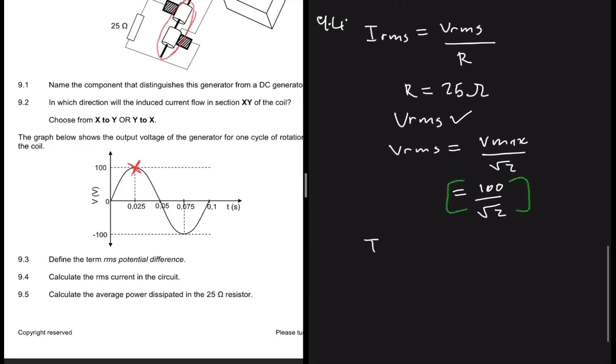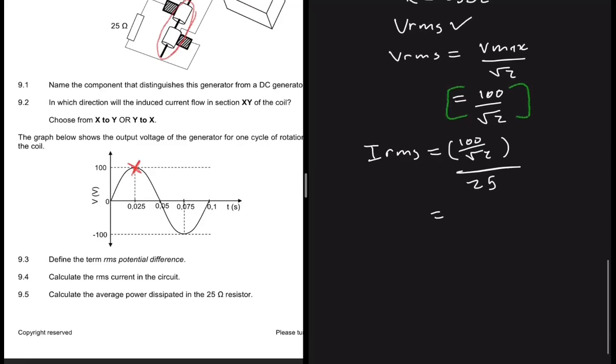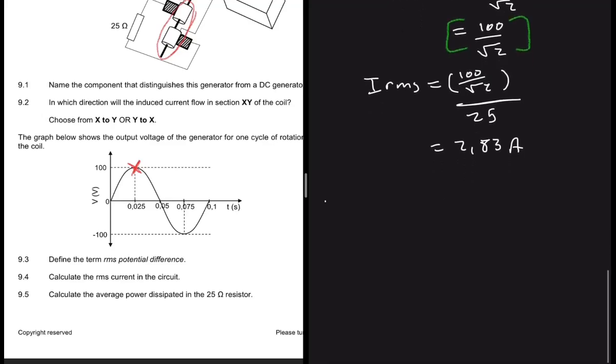So we're going to have IRMS equal to 100 divided by the square root of 2, divided by R, which is the resistance, right? And it's said to be 25 ohms. So IRMS will be equal to 2.83 amps, and that's how you would calculate it. And now we have 9.5, which says calculate the average power dissipated in the 25 ohm resistor.